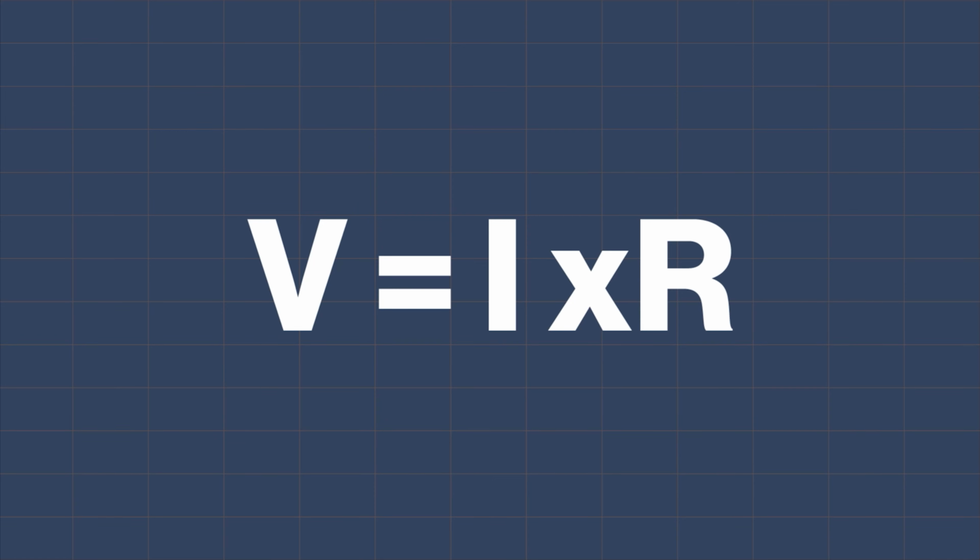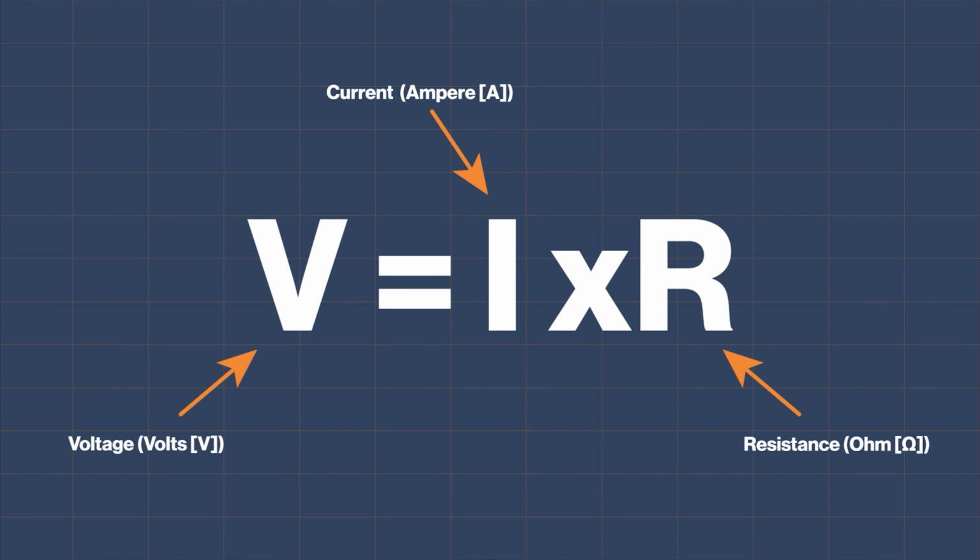Ohm's law is the foundation of circuit analysis. Ohm's law links the three core elements of every circuit, and the equation is super simple. It's V equals IR, where V is equal to voltage measured in volts, I is the current measured in amps, and R is the resistance measured in ohms.